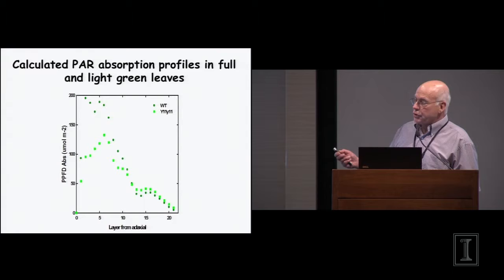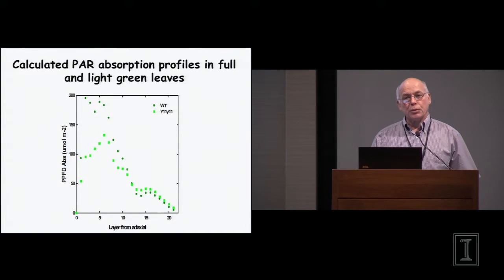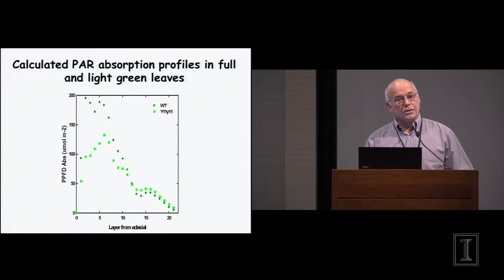And so we can turn that into the absorption of visible light, and what that shows you is, again, from the top of the leaf, the amount of visible light that's being absorbed, and you can see this big difference between the dark green leaf and the light green leaf. This is the light that's available to be transmitted deeper into the canopy. It's also the light that's available to be partially reflected.